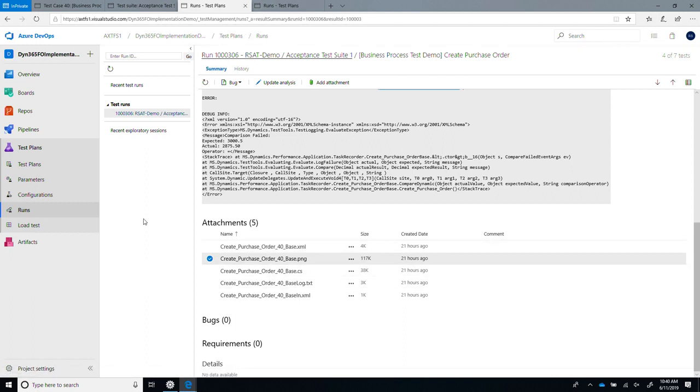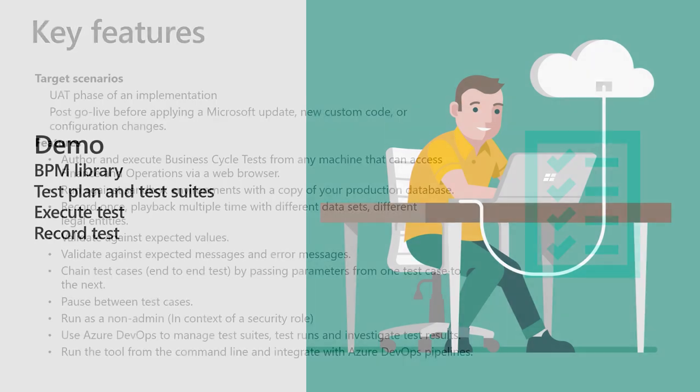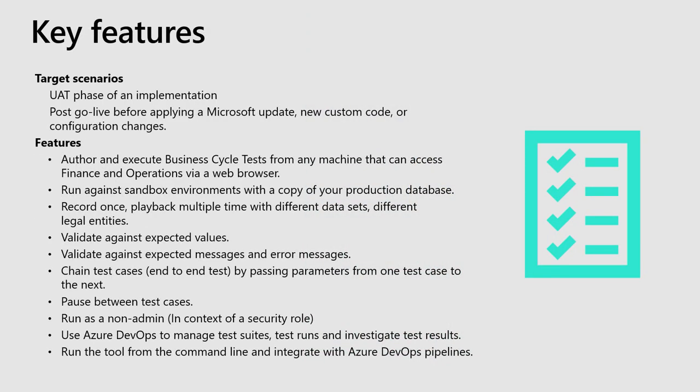I'm going to switch back to the presentations. Here's a summary of the features. We just spoke about them and you saw them. I'll repeat. You can author and execute business cycle tests from any machine that can access finance and operations via a web browser. You can run against a sandbox environment with a copy of your production database. So you refresh the production database into your sandbox and you can run the tests.